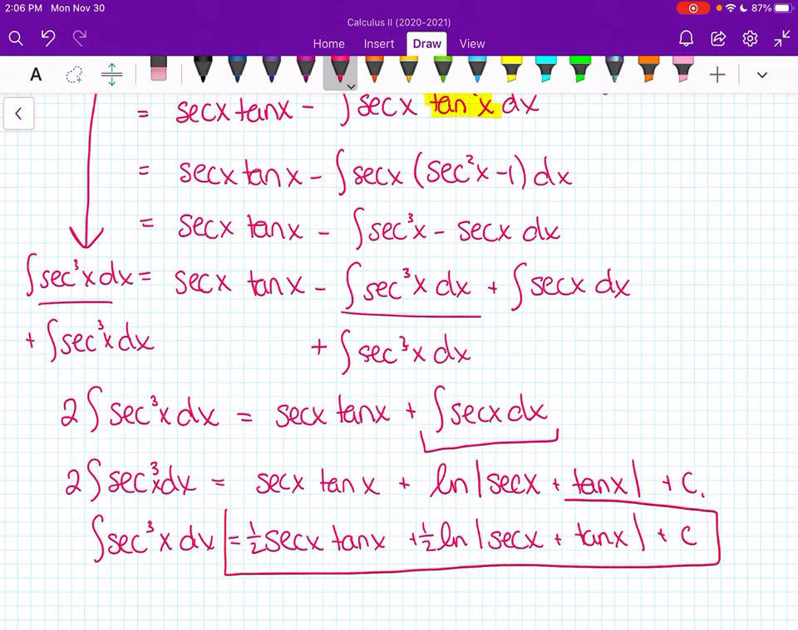So definitely tricky. Not something I would expect you necessarily to be able to see and do on your own. But now that you've seen it, it's a trick that you can add to your toolkit.